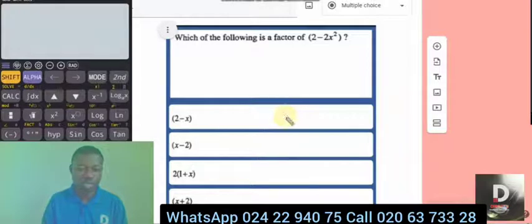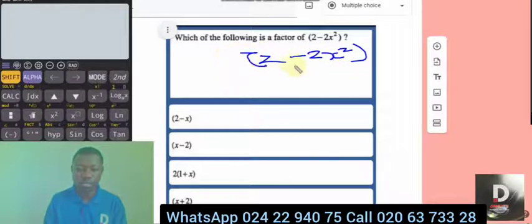Good. So we know to factorize means to bring the common factor outside the bracket, to bring the ACF outside the bracket, and write the rest inside. So he's asking which of the following listed below is a factor of the term above. So let's factorize it. To factorize this term: 2 minus 2x squared. This is what we are factorizing. So let's factorize and get the answer.